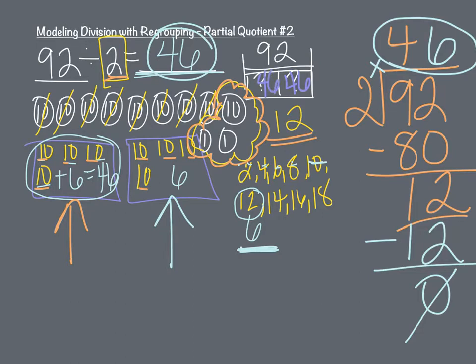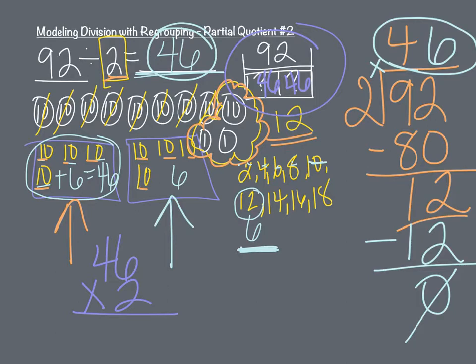And how can I prove it? How can I make sure that 46 and 46 equals 92? What could I do? So I want to prove this. What can I do with the two 46s? That's right. I can do 46 times 2, or I can do 46 plus 46. But since we're in 4th grade, I want to multiply. So 46 times 2, let's do that.